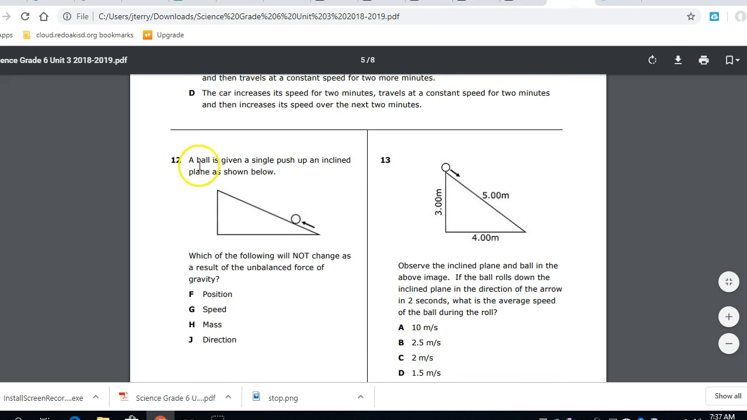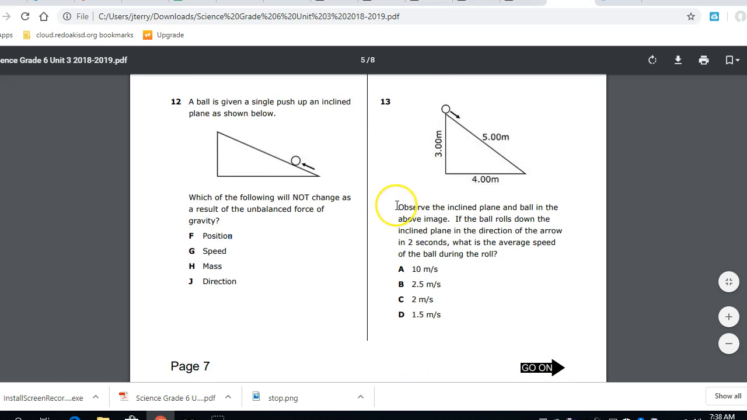Number 12, a ball is given a single push up an inclined plane as shown. Which of the following will not change as a result of the unbalanced force of gravity? What is not going to change? The position of the ball, the speed of the ball, the mass of the ball, or the direction of the ball? One of these things will not change.